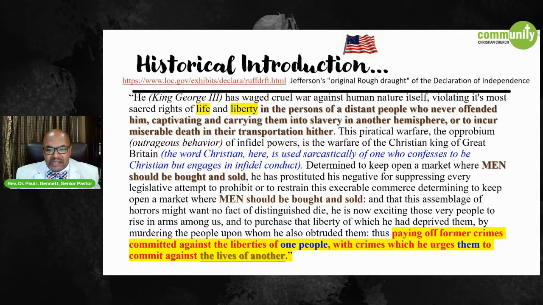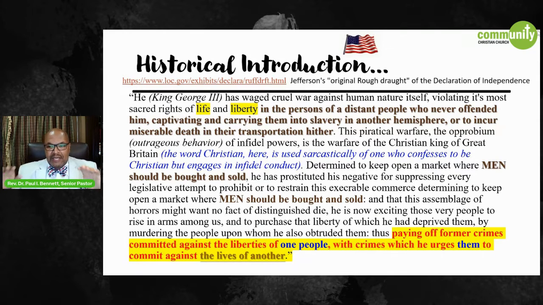Now, Jefferson goes on to write this piratical warfare. He likens it to pirates. This piratical warfare, the opprobrium, which means outrageous behavior. I had to look that one up. I didn't even know what that word meant. This opprobrium of infidel powers is the warfare of the Christian king of Great Britain.